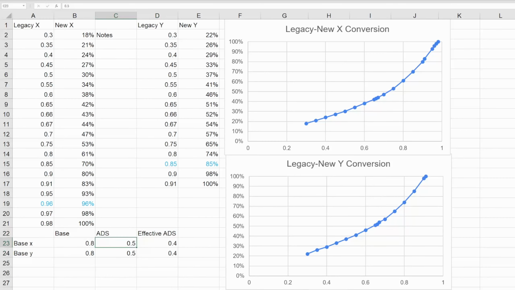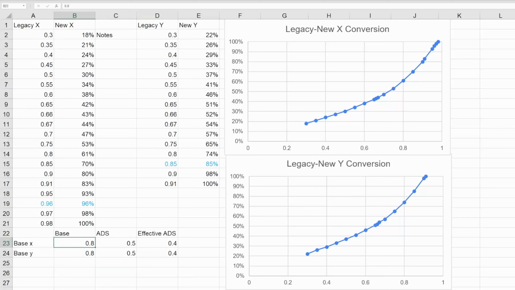Let's do some examples. Let's start out with a simple example. You have 0.8, 0.8 base, and a 0.5 multiplier. You're getting an effective ADS sense of 0.4. Okay, so what you do here then is you look at 0.4 as your legacy ADS sense, not 0.5, 0.4. Use the effective ADS that you calculated, which again is multiplying base by ADS. So that means your new ADS sensitivity on X is 24%, and your new ADS sense on Y is 29%.